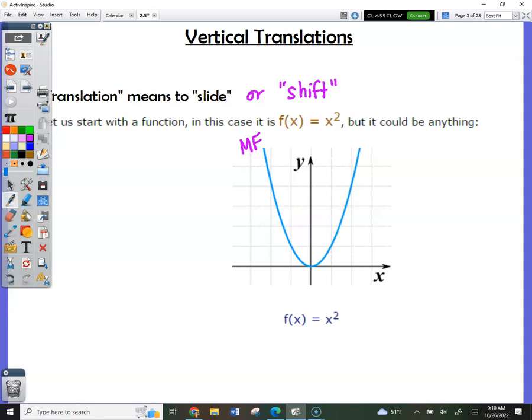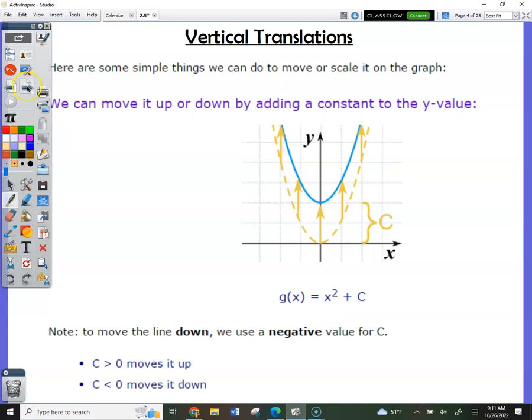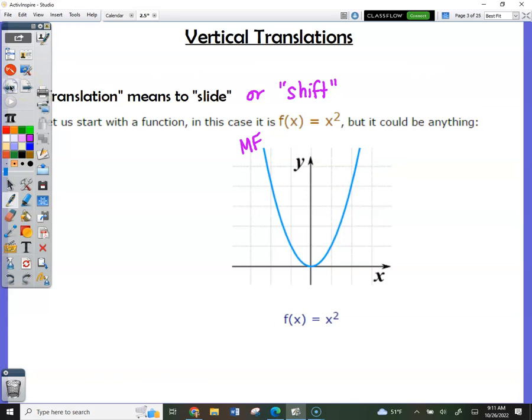This is the mother function for a quadratic. Now go to the next slide. Look at your paper on the next slide. Now look up at my screen. I left it on the last slide. Look at the difference. The next slide says what underneath it? Plus C. So this was the mother function.